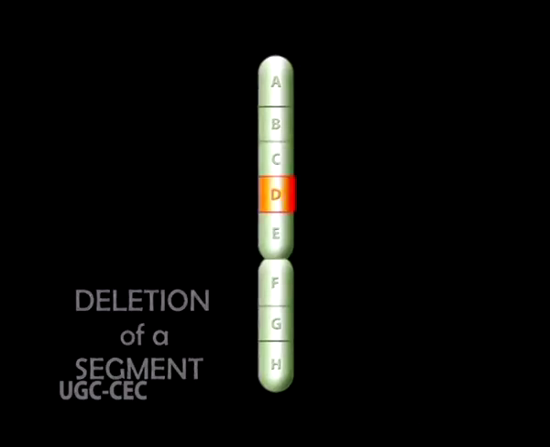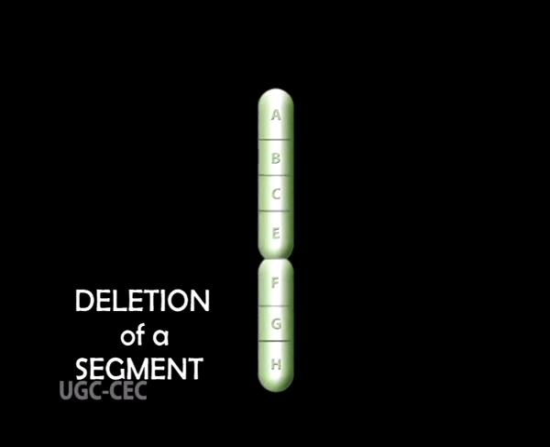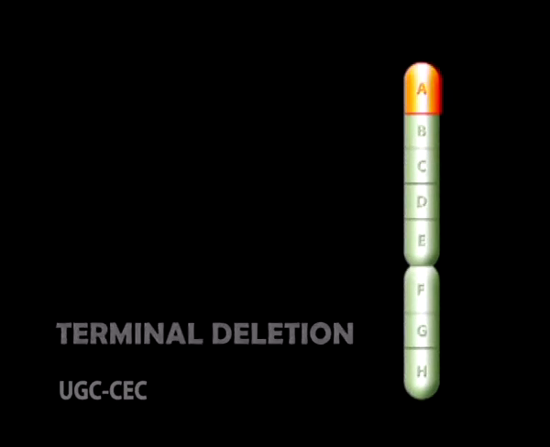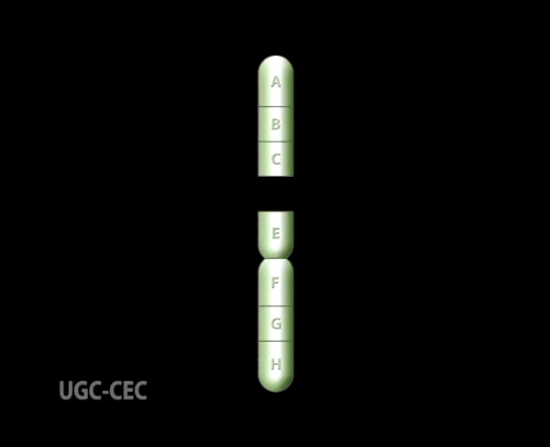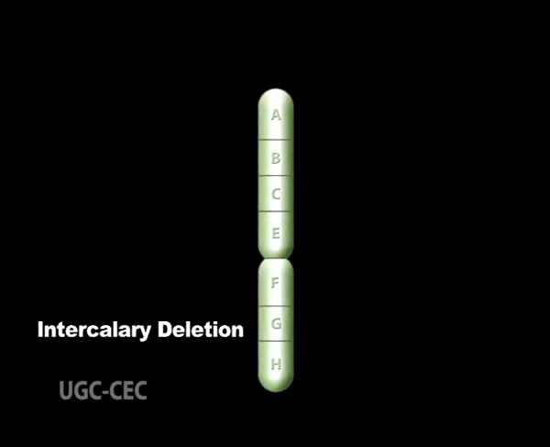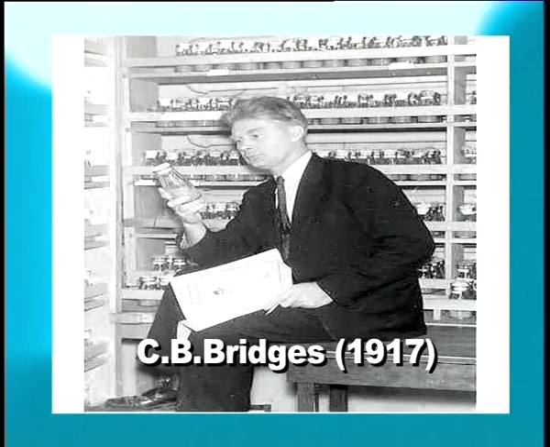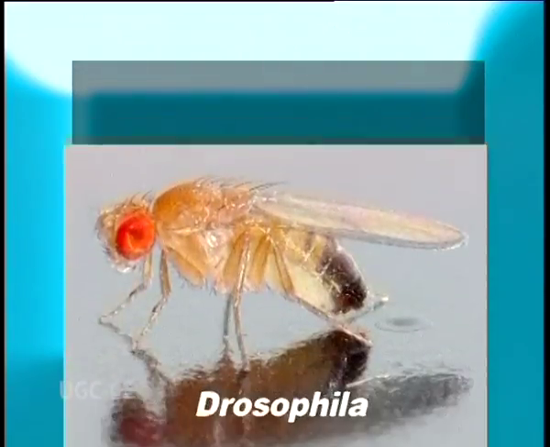Dear viewers, as you know, a deletion is a chromosomal alteration involving the loss of a segment of a chromosome, which may be located anywhere along the chromosome. When a deletion occurs near one end, it is called terminal deletion. When it occurs from the interior of the chromosome, it is called intercalary deletion. It would be pertinent to mention that deletion was the first structural alteration detected by Bridges in 1917 from his genetic studies on the X chromosome of Drosophila.